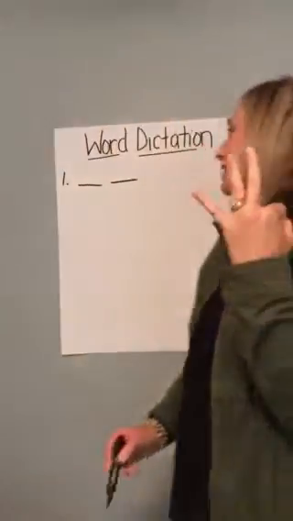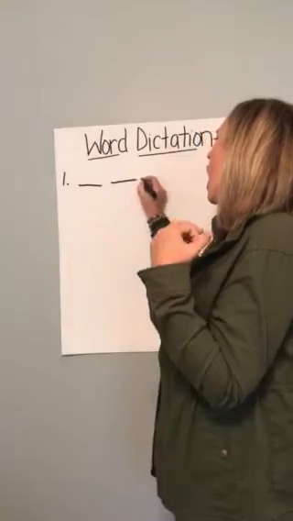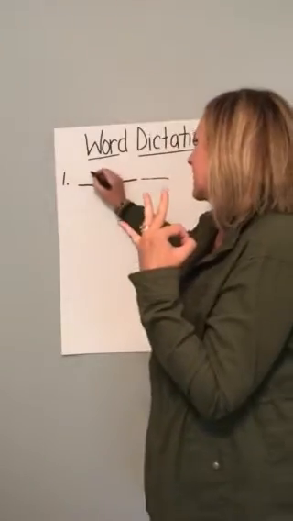Let's stretch that out together. Grow. Go ahead and get your fist up for me. Let's throw out those sounds. Grow. Grow has 3 sounds. I'm going to draw those dashes. Let's listen for that first sound. G. Think in your head, what makes the G sound? That's right, G makes the G sound.